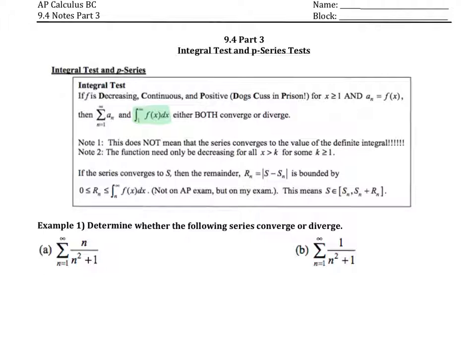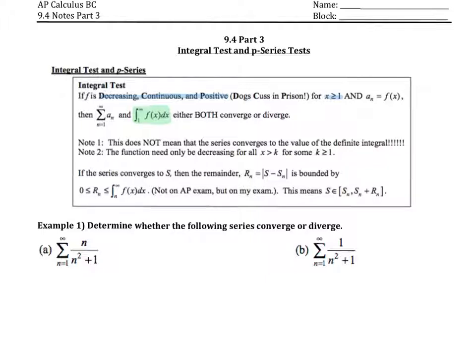So basically what the integral test is saying is that as long as these initial conditions are satisfied, decreasing, continuous, and positive, you have a little acronym here, dogs, cuss, and prison, to help you remember the D, C, and P. And again, we're only looking when x is greater than or equal to 1. Then if I can evaluate that integral, then I know what the series is going to do.